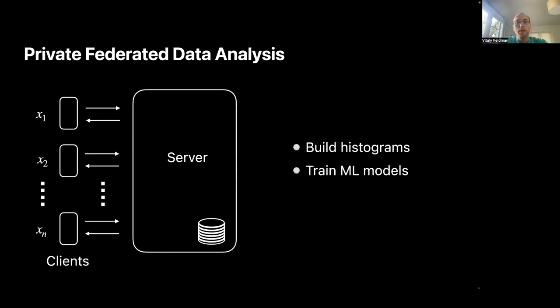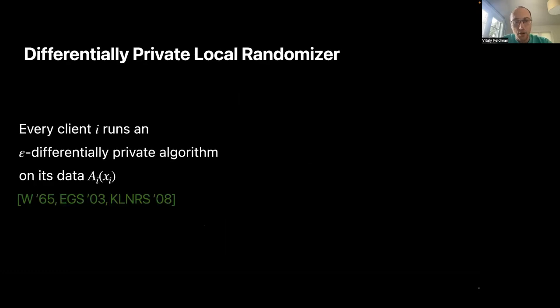As we all know, much of this user data is sensitive. It could be health records, financial records, even just messages. So users are understandably concerned with sharing their data with the server, and we need to provide some kind of ideally some kind of guarantees of privacy to the users. And now, the method which has been accepted by academia and deployed in industry is based on the notion of differentially private local randomizers, in which each client will run an epsilon differentially private algorithm on their data.